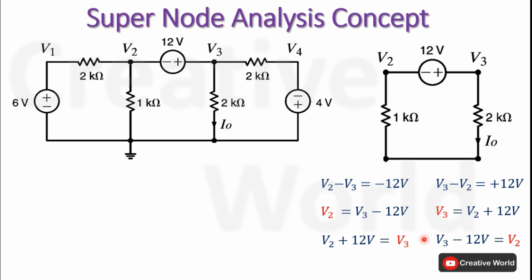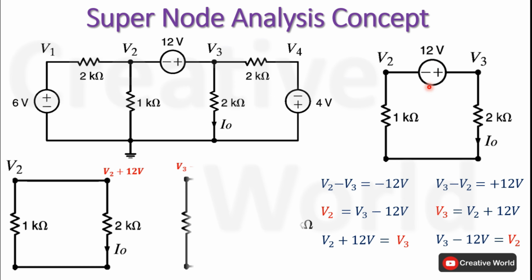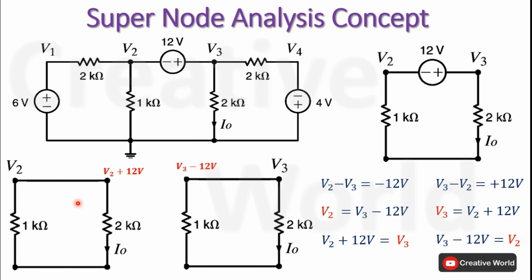After calculating node voltage equations including the voltage source value, we can form a supernode on these two points. In this first diagram, the 12 volt source is merged with V3 and V3 is replaced with its equation V2 plus 12 volt. Similarly, in this second diagram, the 12 volt source is merged with V2 and V2 is replaced with V3 minus 12 volt. After merging the voltage source to either node, this node will act as a supernode and it will be considered a single node inside the network.